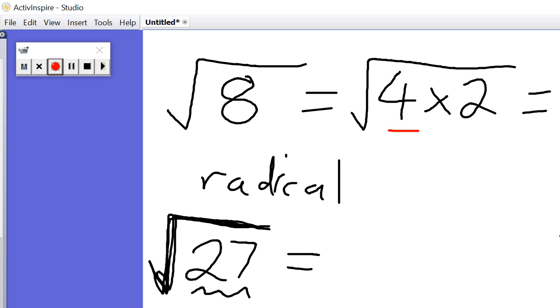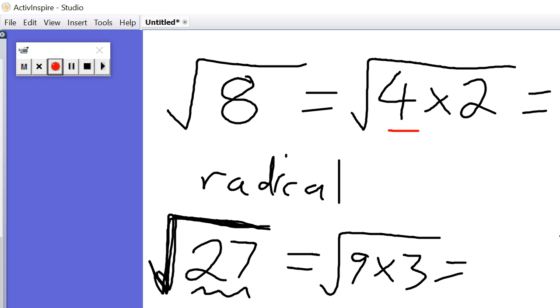There is a squared number hiding in there, so we need to simplify it by saying this is the same as the square root of 9 times 3. Now we can split it up. Square root of 9 times the square root of 3 is 3 lots of root 3, because that becomes 3.